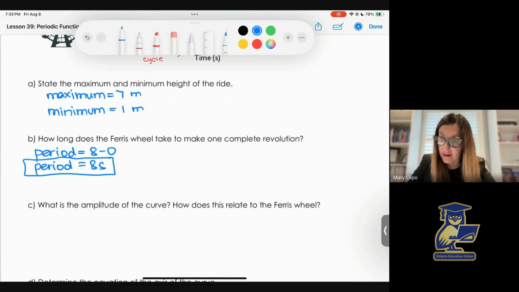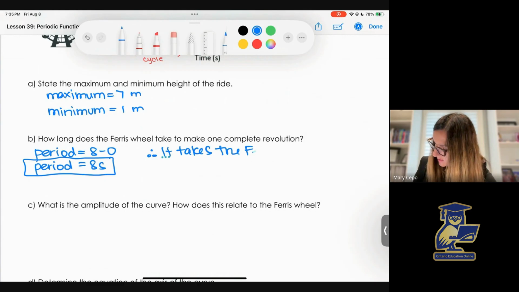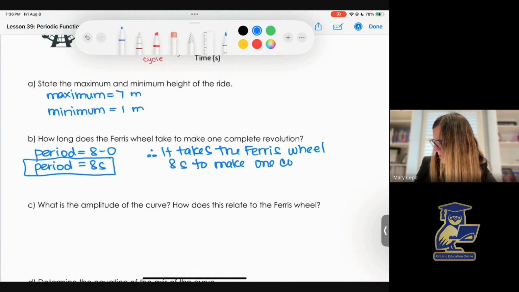So it says, how long does it take? So therefore we can say, always answer the question with word problems, it takes the Ferris wheel 8 seconds to make one complete revolution.